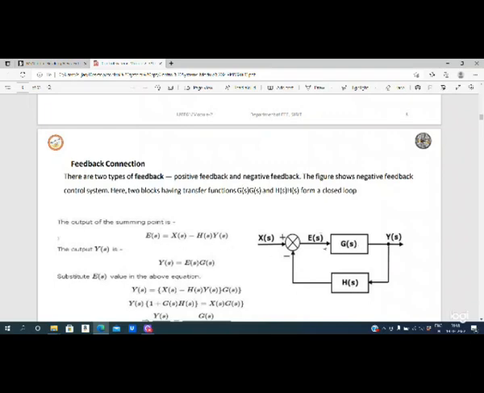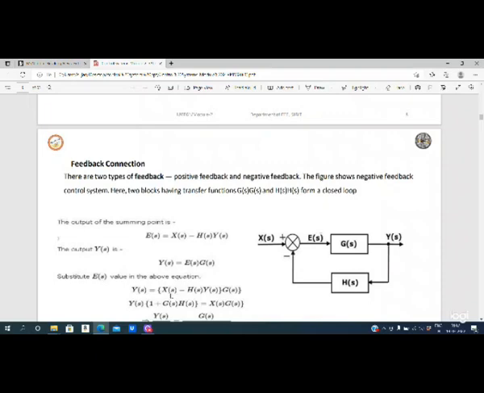So here, what is E(s)? E(s) is X(s) minus H(s) into Y(s), because Y(s) and H(s) will multiply, and that has the minus sign, and for X(s) we will have the plus sign. So E(s), this is a summing point, these two have to be added. So you are going to get E(s) equal to X(s) minus H(s) into Y(s). So what is Y(s)? The multiplication of these two, E(s) into G(s).